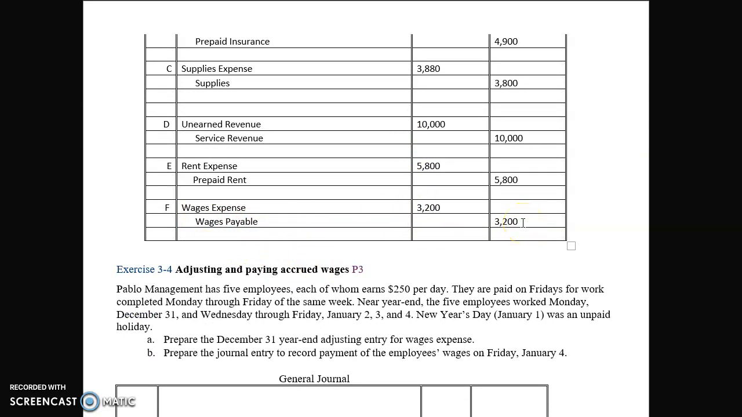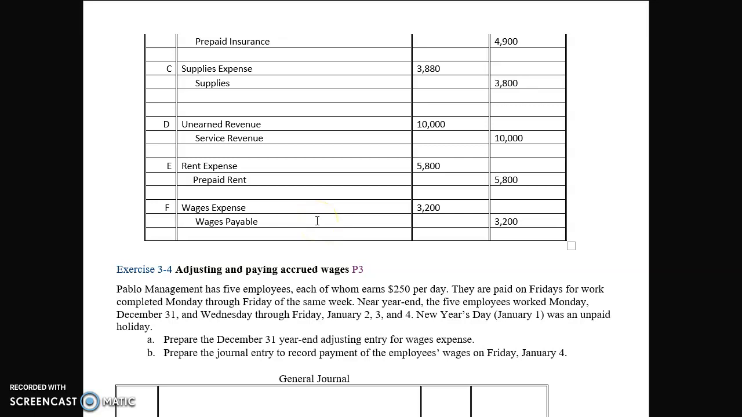It could be like the end of the year. Payday's like January 3rd, right? And wages through December 31st are going to be paid on January 3rd. They haven't been recorded yet. We want wages for last year in last year, and wages for this year in this year, as far as expenses go. So we debit wages expense $3,200 and we credit wages payable for $3,200.